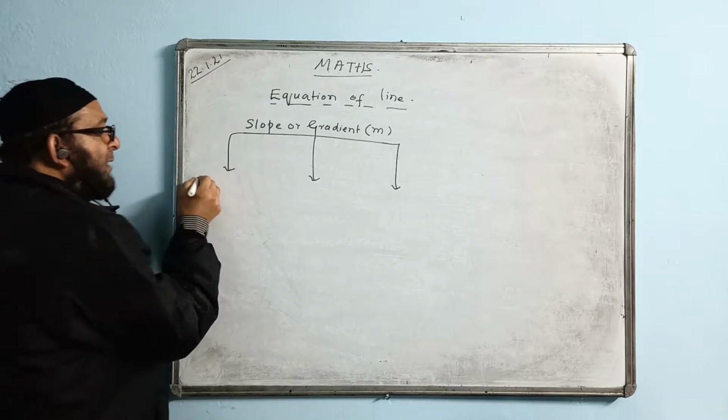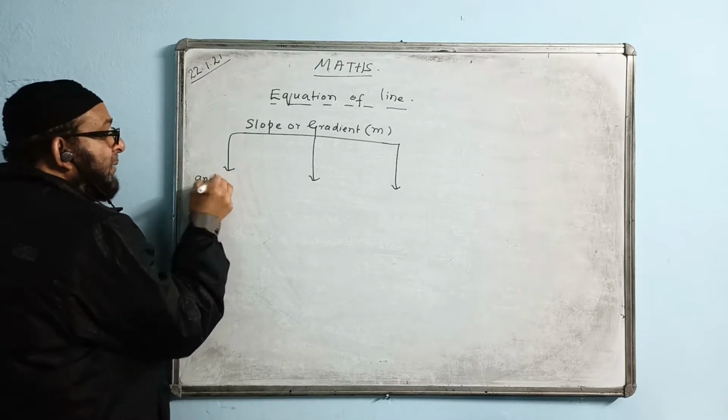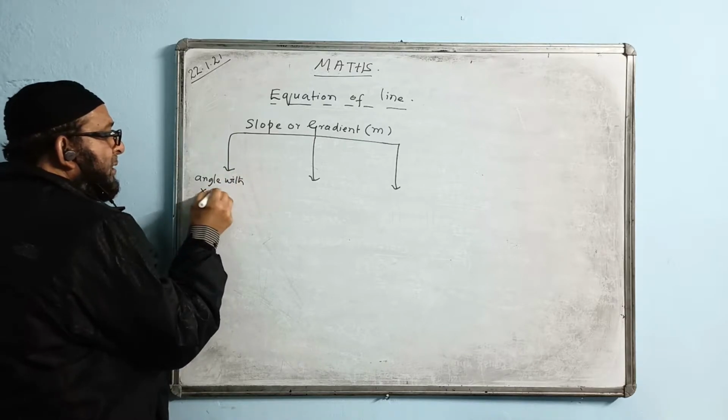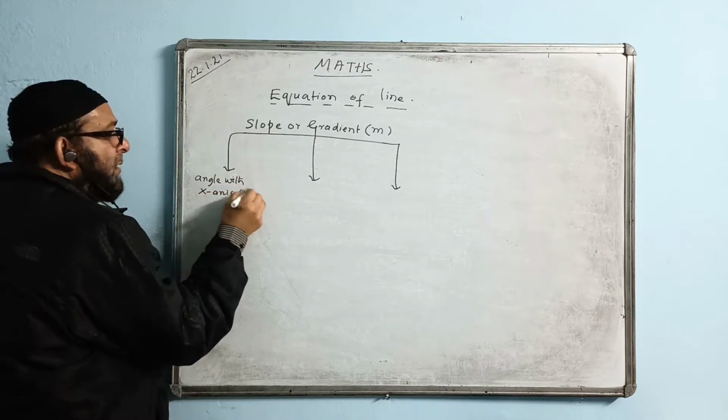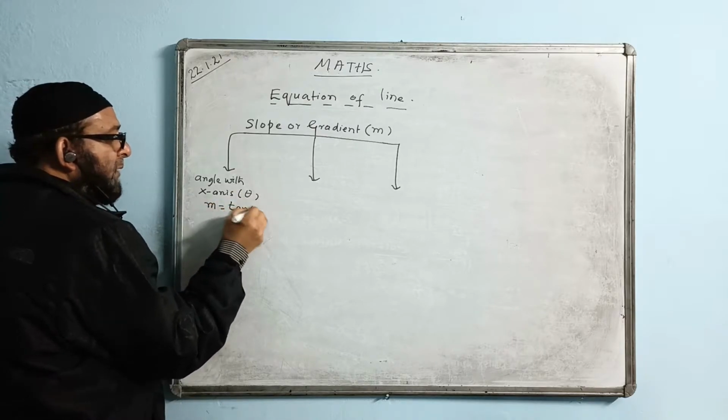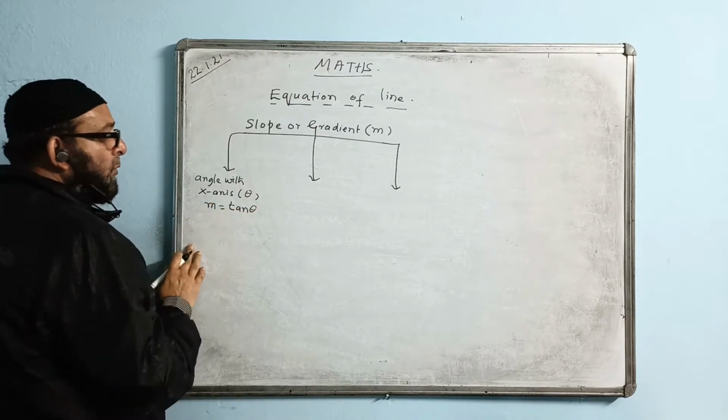First hint will be that an angle will be given: the angle the line makes with the x-axis. Suppose the angle with the x-axis is theta, then we write the formula m is equal to tan theta, tan of that angle. You get the slope.